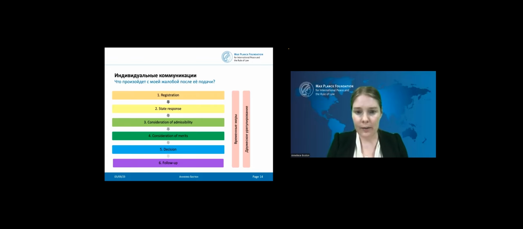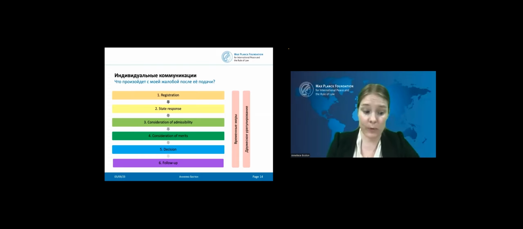Also, along the side here, you will see some red bars of some processes that could take part throughout the process. So interim measures is one of these special steps. At any point during the complaints procedure, the treaty body could issue a request to the state for interim measures. These interim measures are used to prevent irreparable harm. So often they're used in cases such as where someone is facing deportation or the death penalty, and the interim measure will ask the state not to carry out these acts until a decision has been issued.